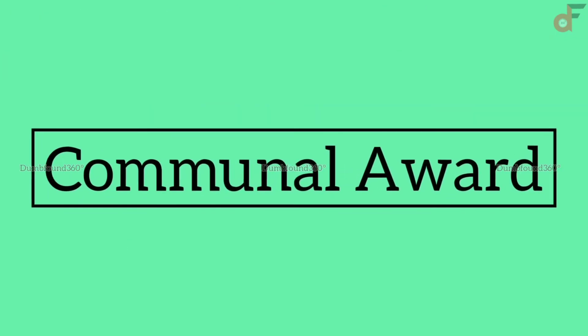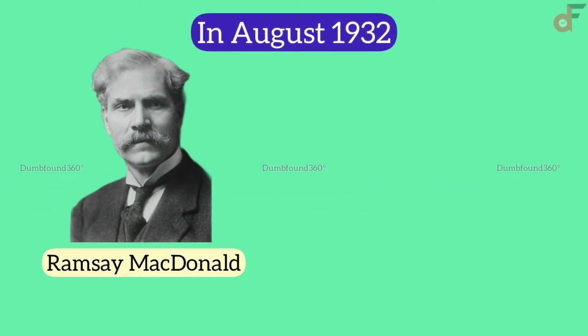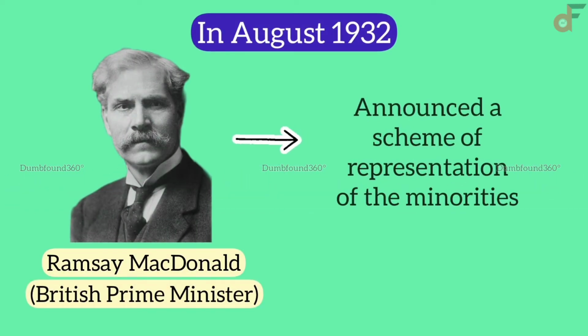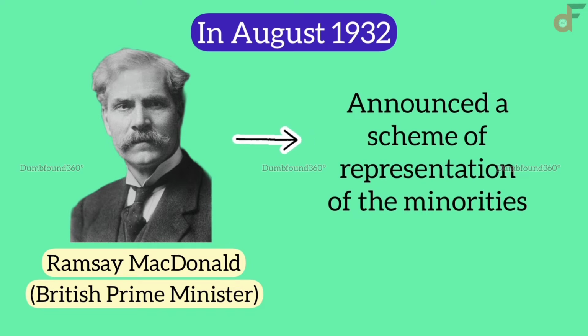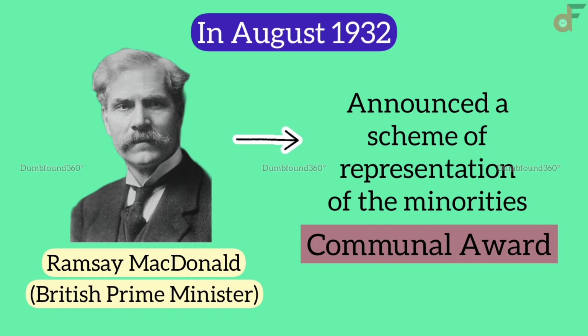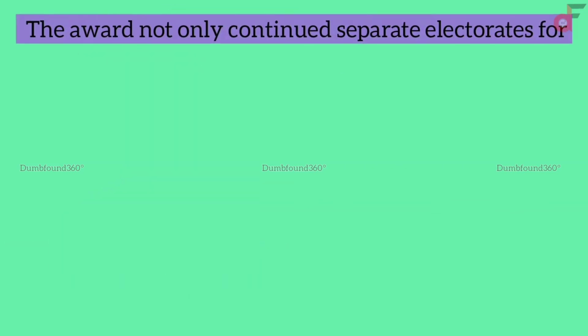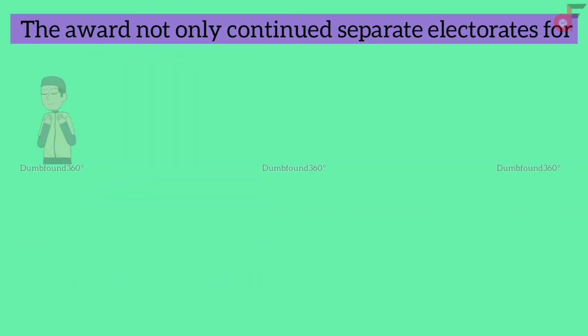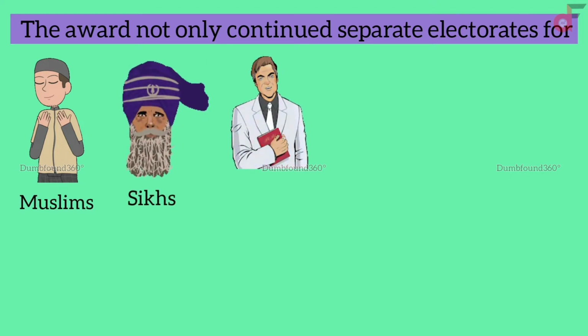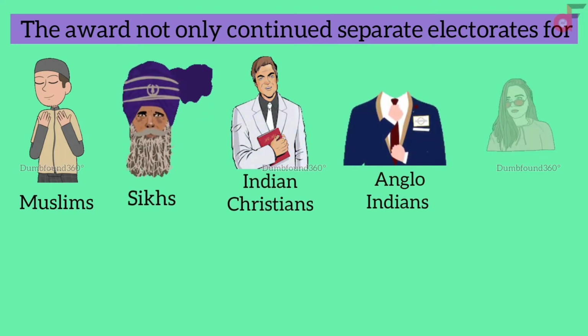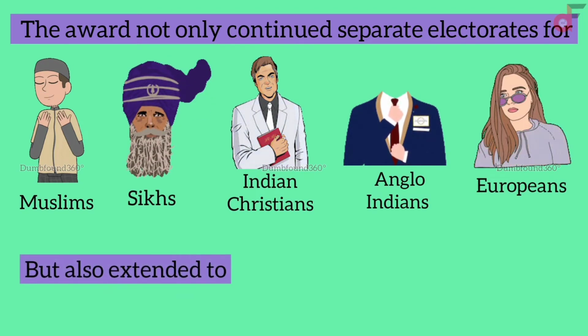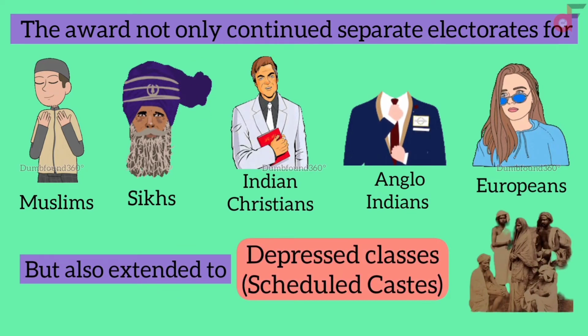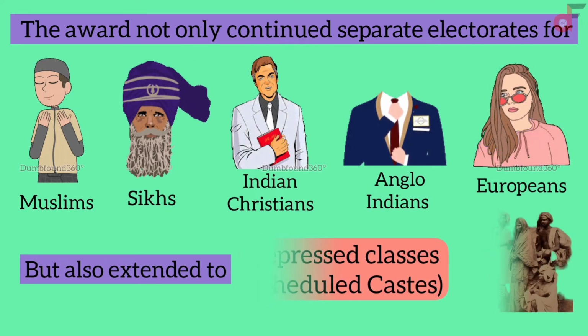Communal Award. In August 1932, Ramsay MacDonald, the British Prime Minister, announced a scheme of representation of the minorities, which came to be known as the Communal Award. The award not only continued separate electorates for the Muslims, Sikhs, Indian Christians, Anglo-Indians, and Europeans, but also extended it to the depressed classes, that is, scheduled castes.